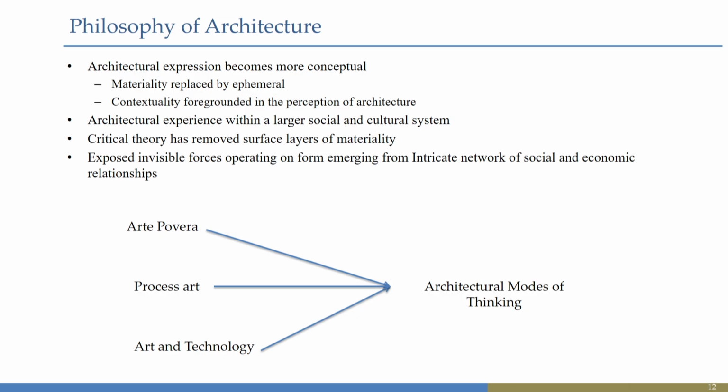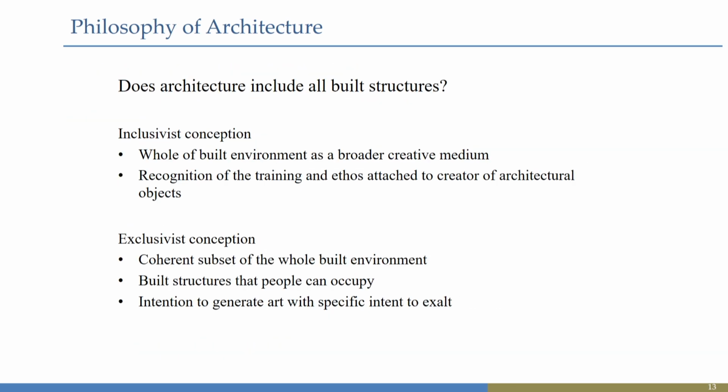So, we have reached towards the end of this lecture where we are looking at whether architecture is always an art and never an art. We come to the end where we ask this question once again: does architecture include all built structures? And it is a derivative of that question, is it never an art and always an art, and if it is a built structure, is it an art? So, if this is the question, does architecture include all built structures? There is an inclusivist conception and there is an exclusivist conception. What is an inclusivist conception?